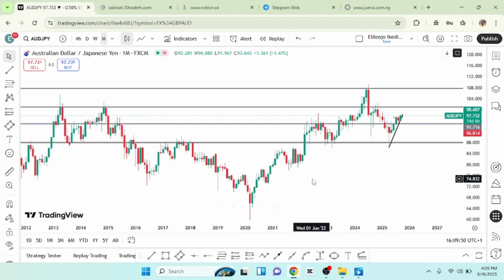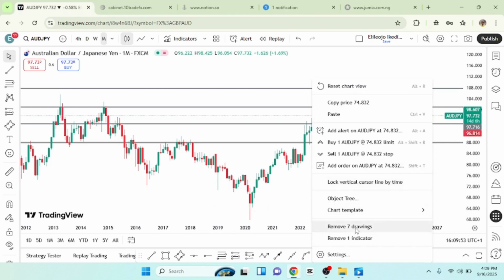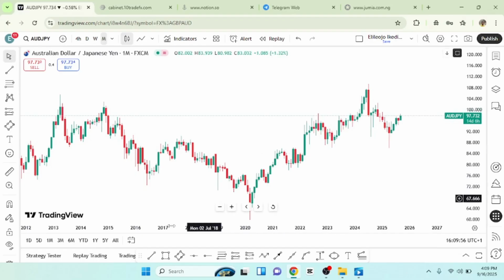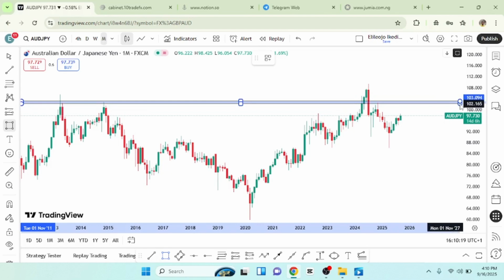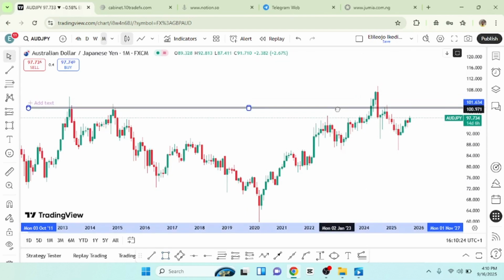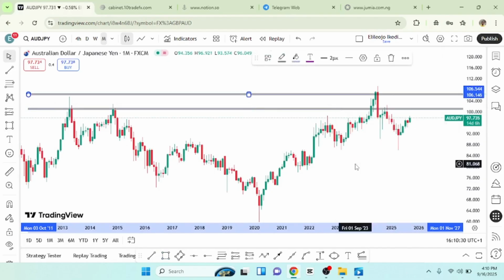Right? So the first thing we're going to do now, let's take away all these drawings. Good. Now I'm going to pick up my blue bar. I can see this level. This level was tested here again, could not break above it. Bounce. Here also, could not break above it. Bounce. So this level is a strong level. I'm going to drop my blue bar, extend it all the way to the right, and make it as thin as possible. Yeah, this is good. I'm going to come here and clone.